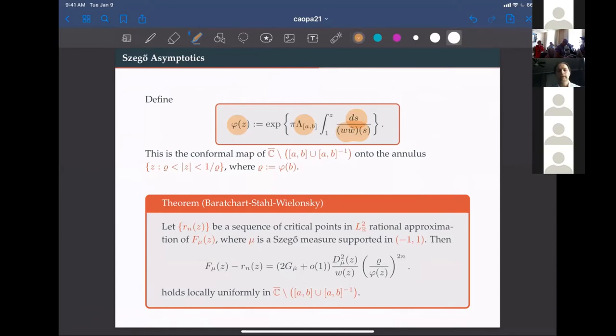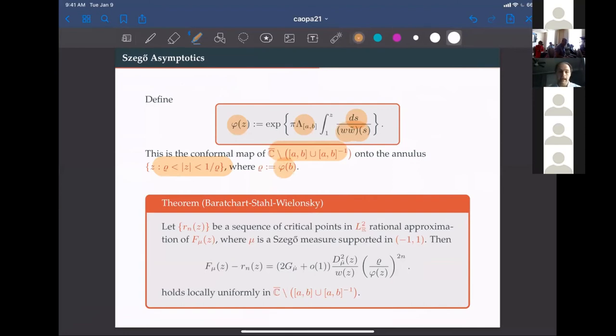What do I get? Well, I will get the conformal map of the annular domain with the two slits, AB and its reflection, onto a certain annulus. The size of the annulus is determined by AB uniquely, as I call it rho here, and that can be expressed as phi of B.